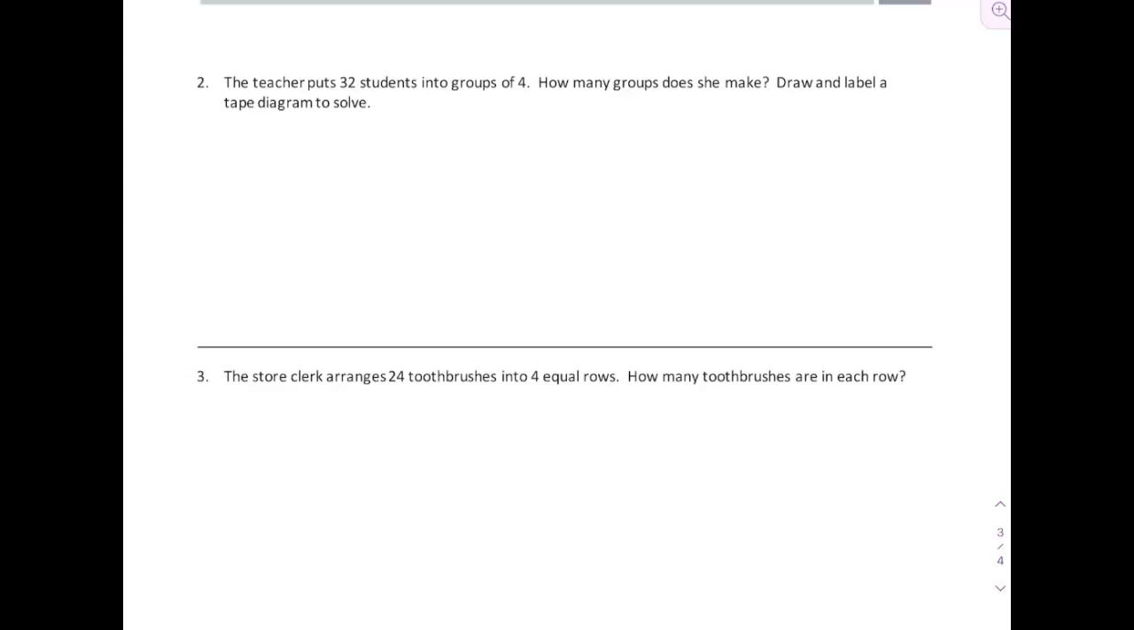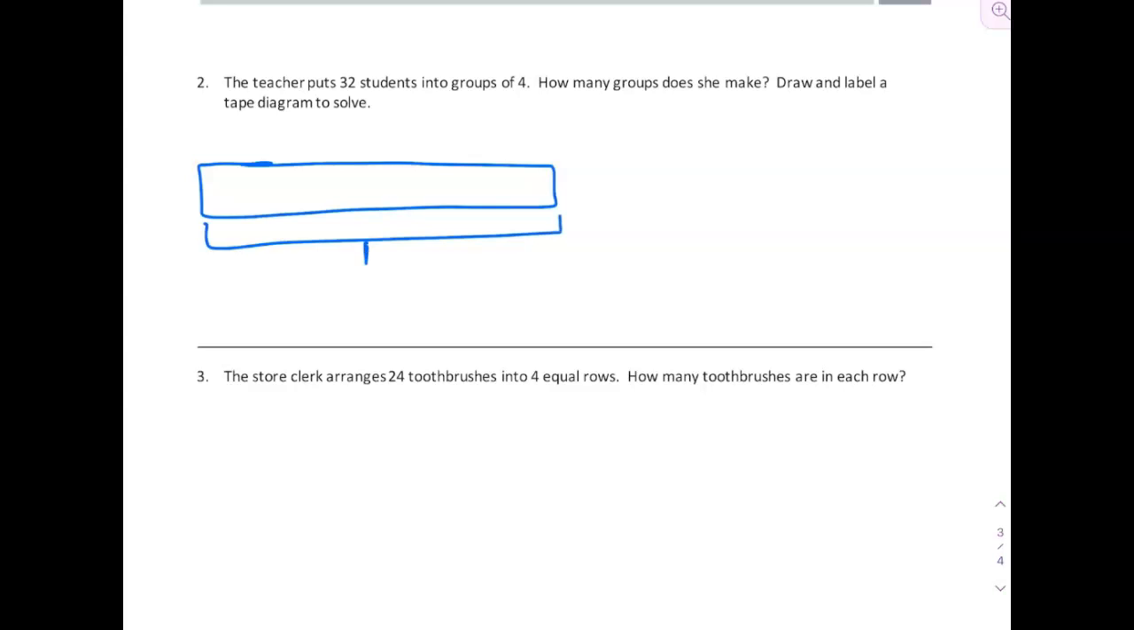So here, boys and girls, some of the problems that we're going to get now, they're not going to always tell you how to solve it. I want you to try to rely on your tape diagrams or your arrays, whichever one you're more comfortable with. So we're going to draw our tape diagram, and always at the bottom, if we know our total, we can put our total. It says the teacher puts 32 students into groups of 4. So we have 32 students total. So we're going to put our total there.